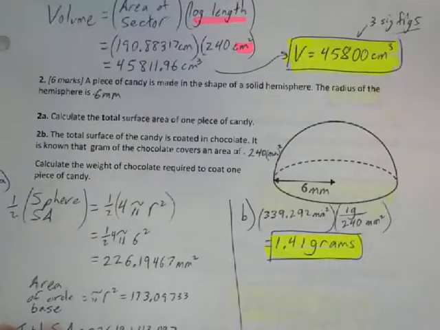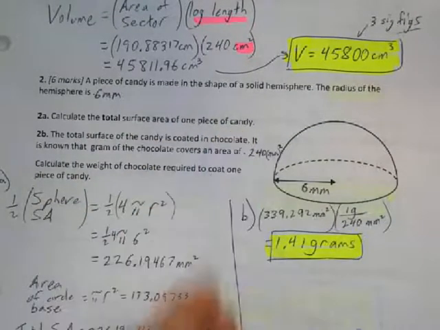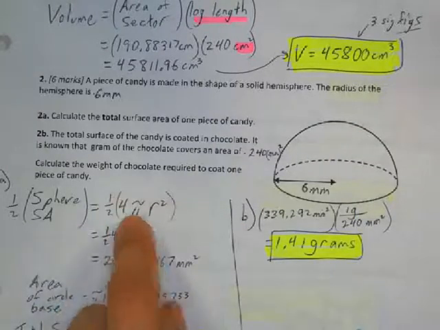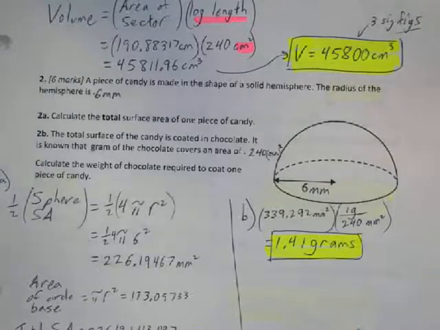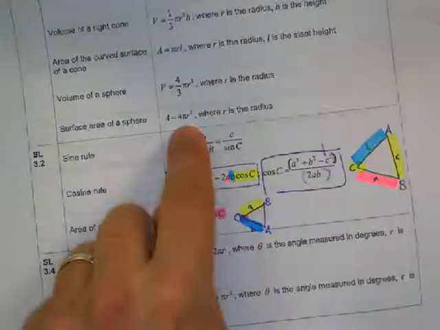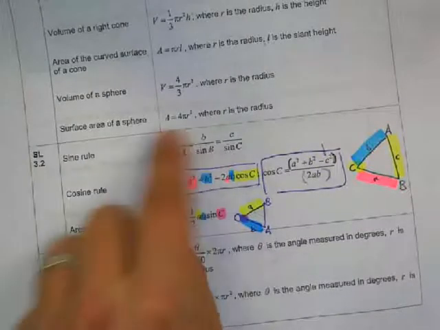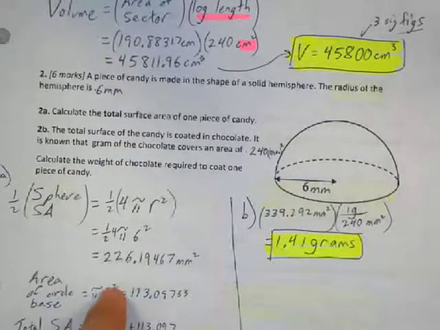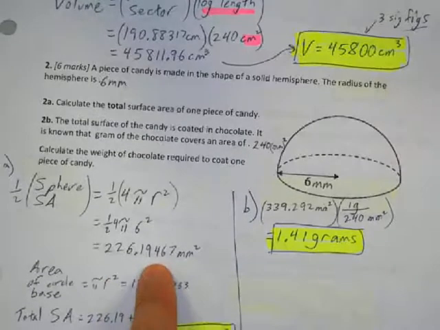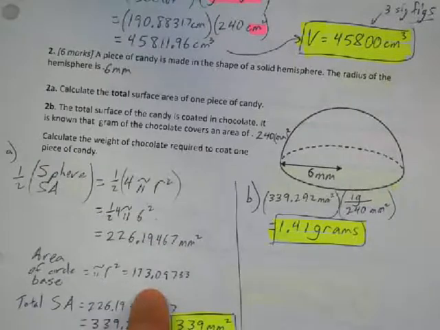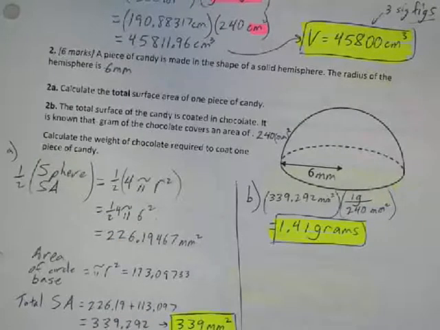Okay, calculate the total surface area of this piece of candy. So the surface area of a sphere, which we also get from our formula packet, is 4 pi r squared. Now this is half of a sphere, so I have to multiply it by half, and then we get this value. And then we also have to add the circle bottom. So we add the circle bottom, and then we get the surface area.